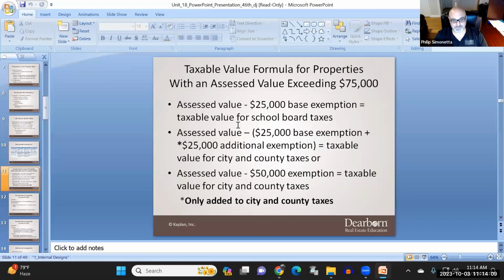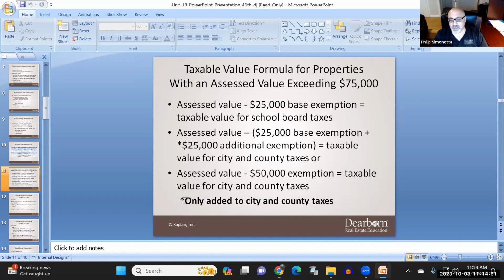So let's look at this here. Taxable value formula for properties with an assessed value exceeding $75,000. The assessed value minus the 25,000 base exemption equals the taxable value for the school board, because you can only take 25,000. Now, the assessed value minus the 25,000 base exemption and the 25,000 additional exemption equals the taxable value for the city and county. So the assessed value minus 50,000 exemption is the taxable value for the city and county.